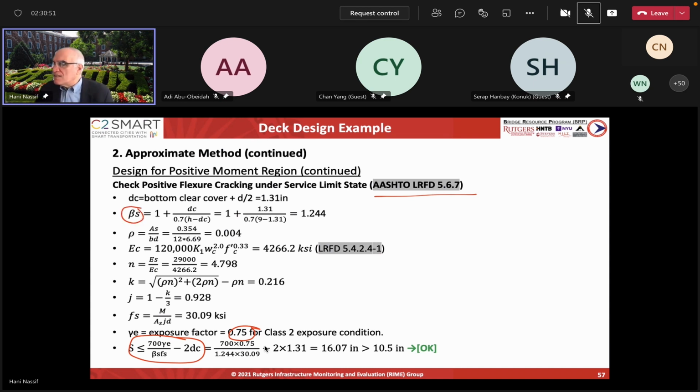I forgot what this is. What is this, Chan? Is that basically the ratio where the neutral axis is? What is beta s? What do they call it in AASHTO? Do you remember, Chan?